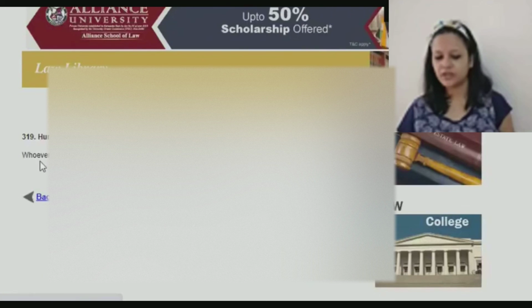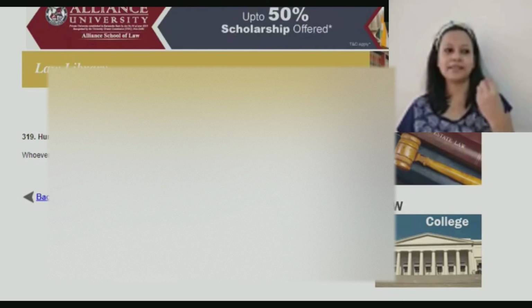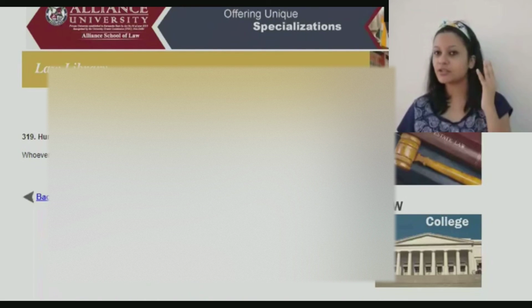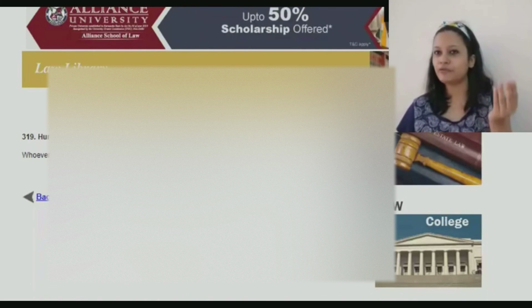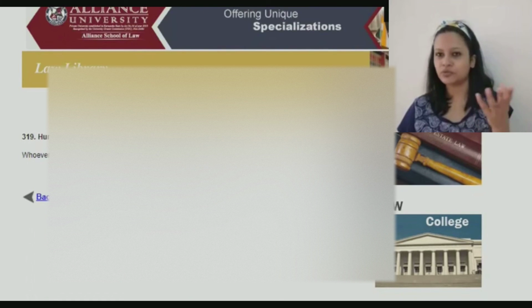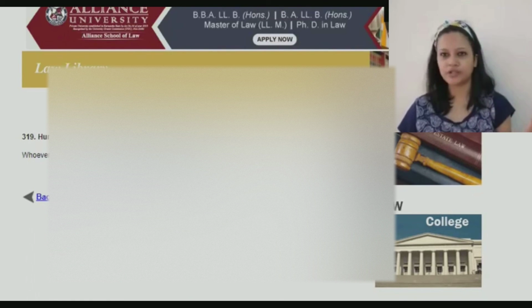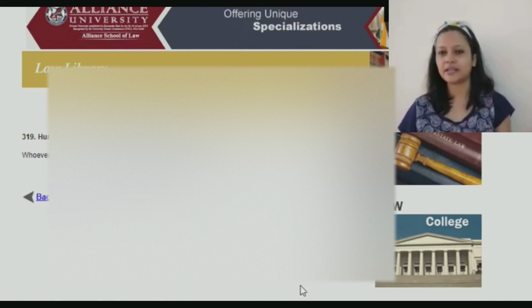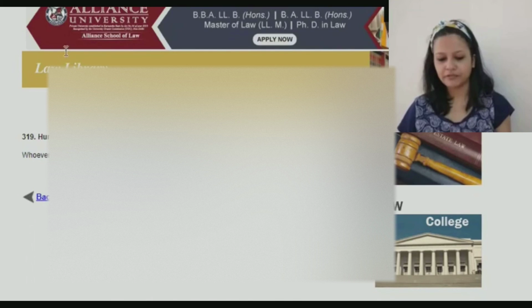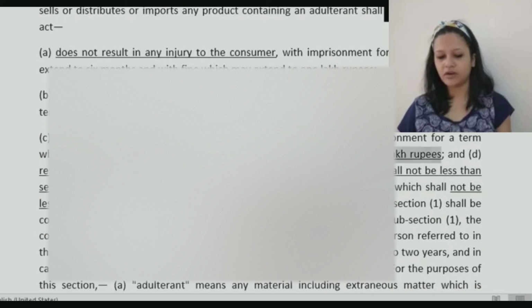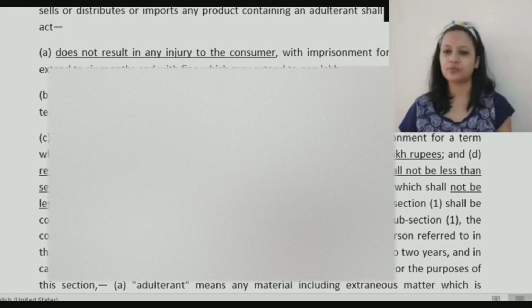Yeah, so what is hurt? Whoever causes bodily pain, disease, or infirmity to any person is said to cause hurt. Like I said, maybe someone had skin allergies, rashes, those will be hurt. Maybe someone had food poisoning. It's like a disease, right? For 2-3 days, the person was having food poisoning. That will be considered as hurt. There, what is the punishment given? The second one, causing of hurt, we had read any injury not amounting to grievous hurt. So if it was only hurt, then up to 1 year of imprisonment plus 3 lakhs rupees fine.